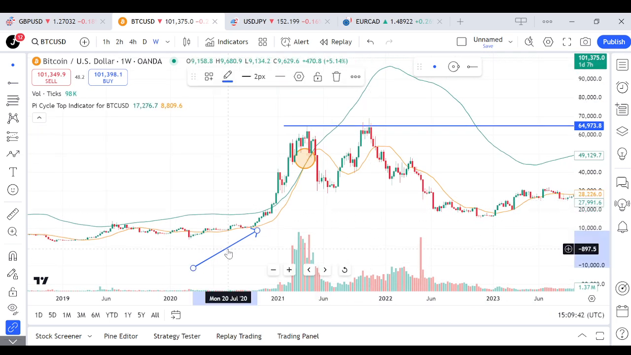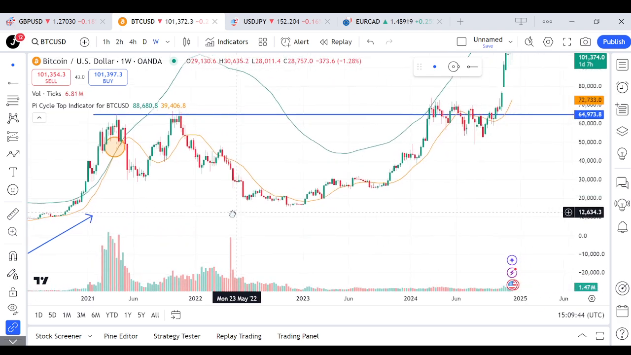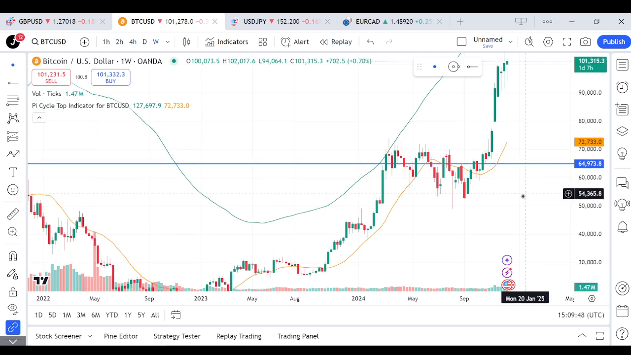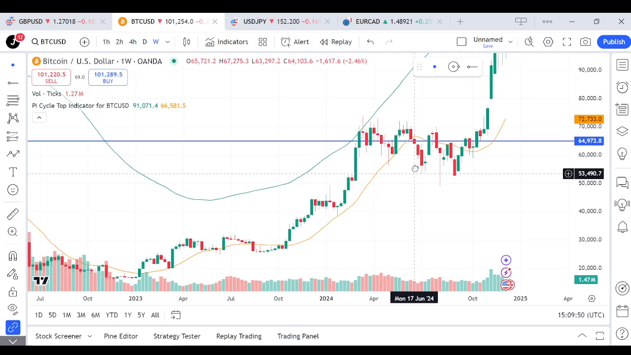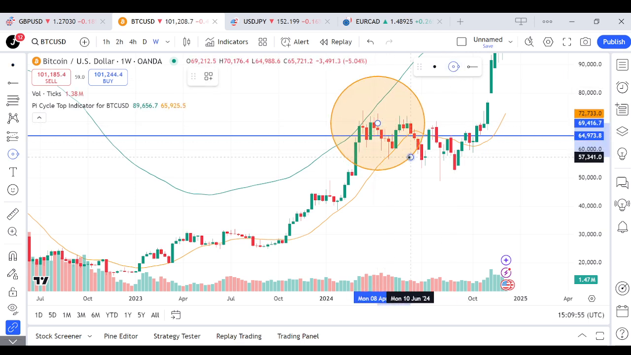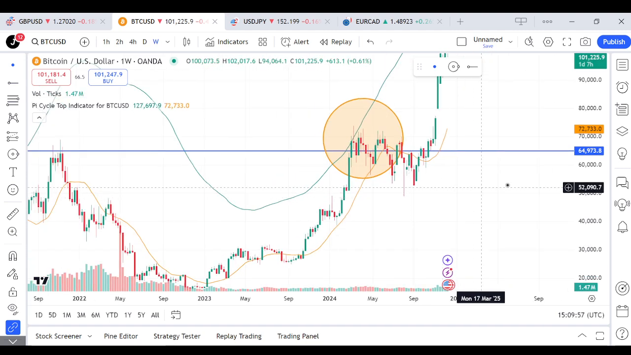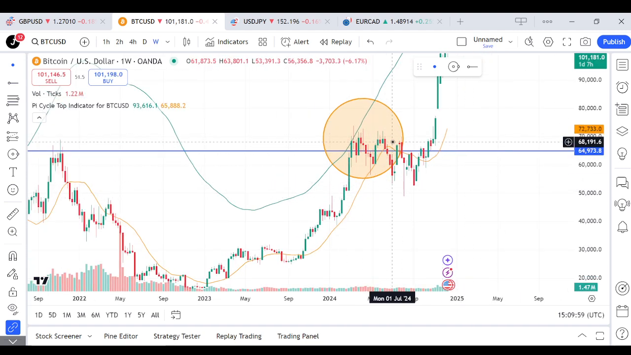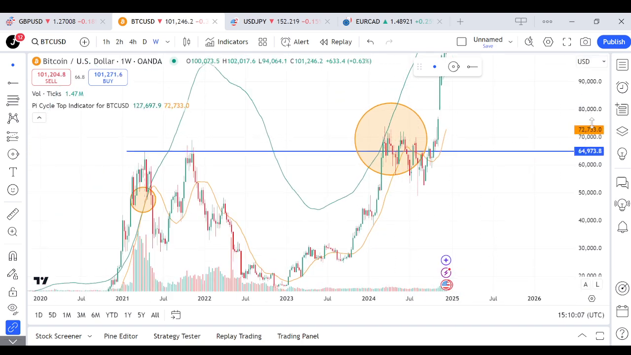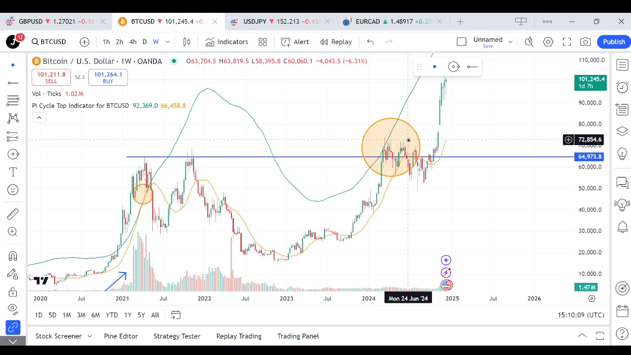So let me look for another. Okay, this was when we hit 70k some months back, and you can see we were already converging, signaling that this may be a point to consider for these two moving averages to cross and give us the signal that this will probably be a market top on BTC at that point in time.